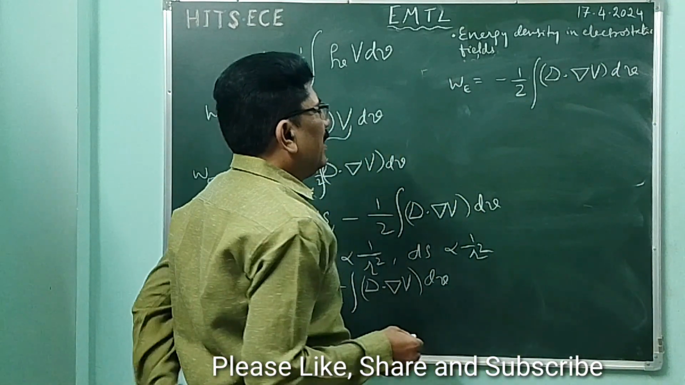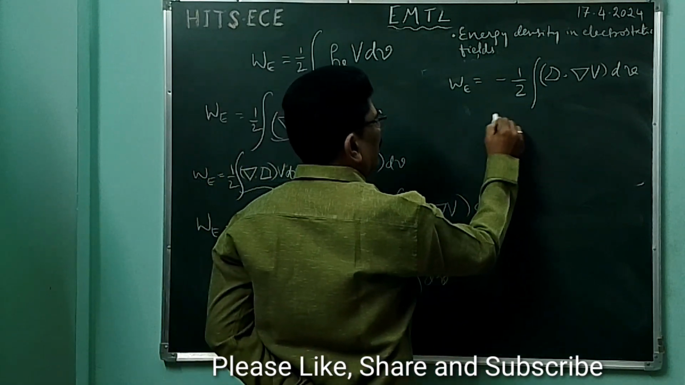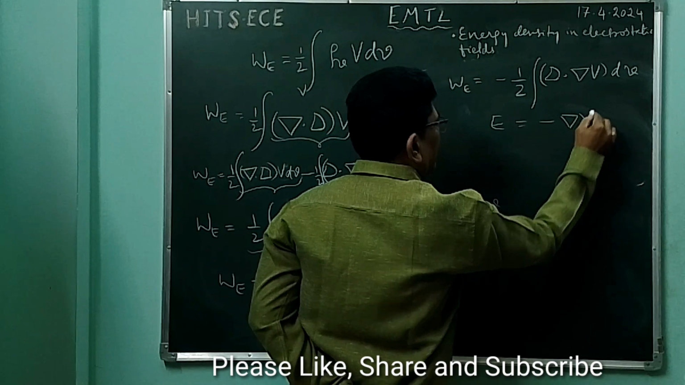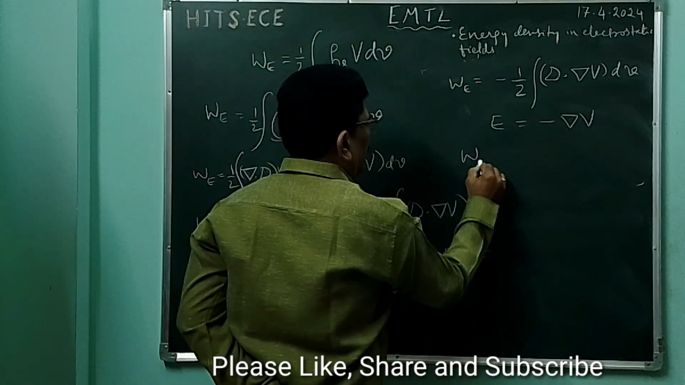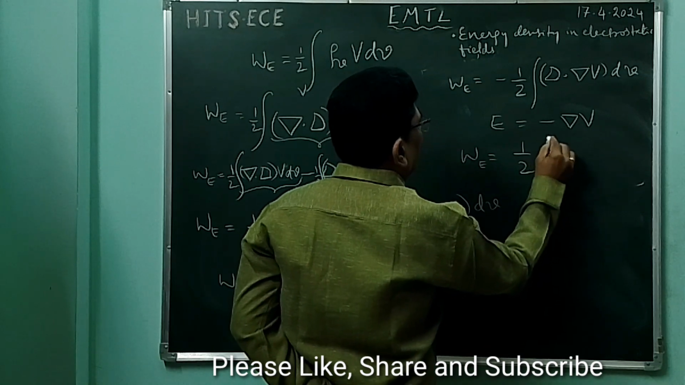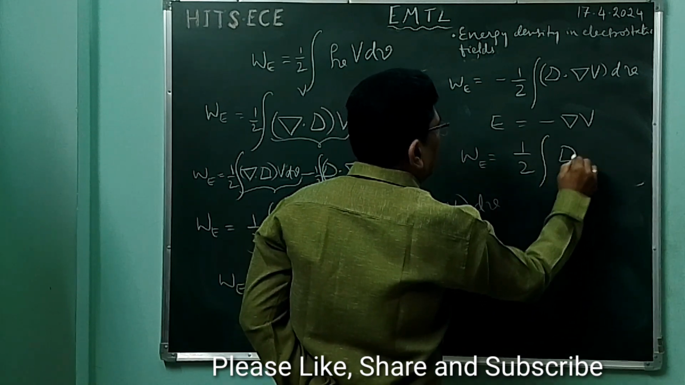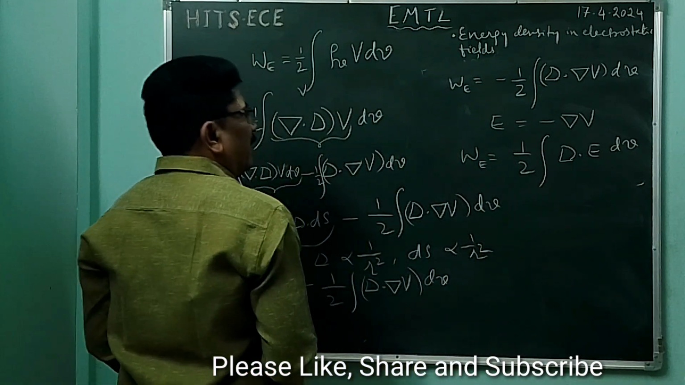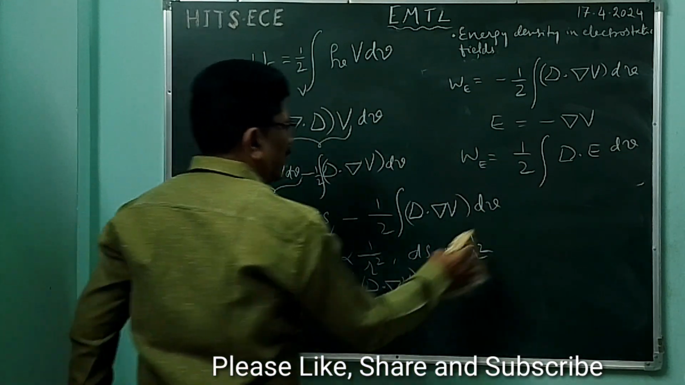We already derived the expression that the electric field E is equal to minus ∇V. So let's substitute that: W_E is equal to 1/2 ∫D·E dv. This is the final expression for the total work done.